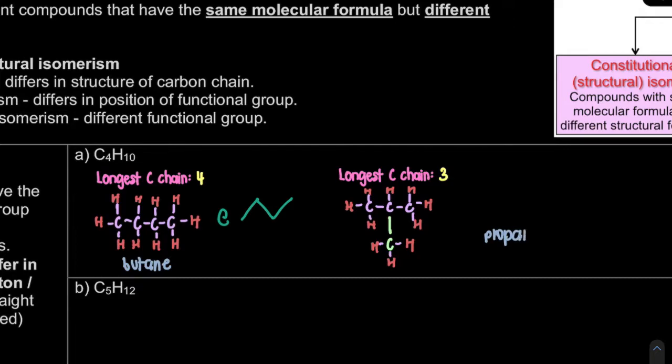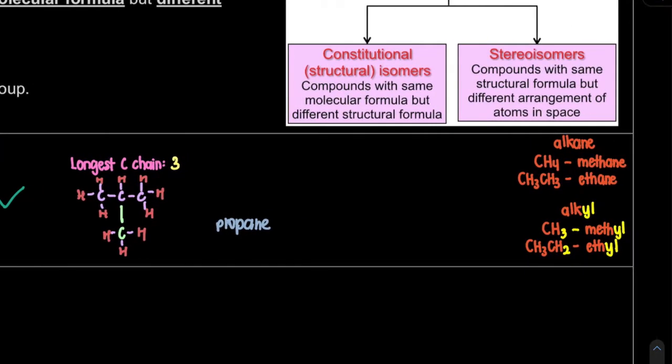But if only propane, here we have one more carbon. So how are we going to name it? We will learn more in chapter 5, no worries. Remember for alkane, CH4 is methane. So here it is not CH4, so the name won't be methane propane. This is an alkyl group.